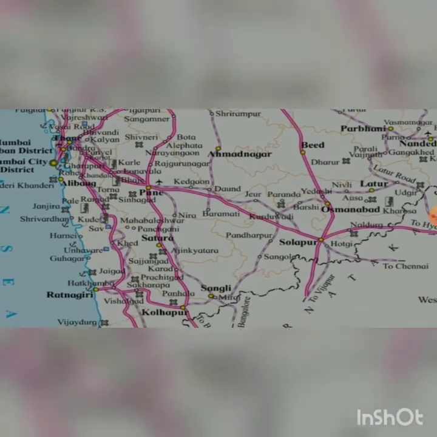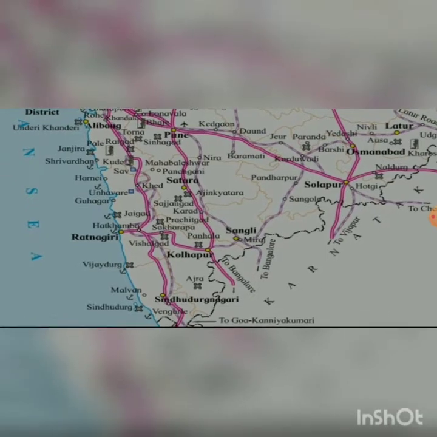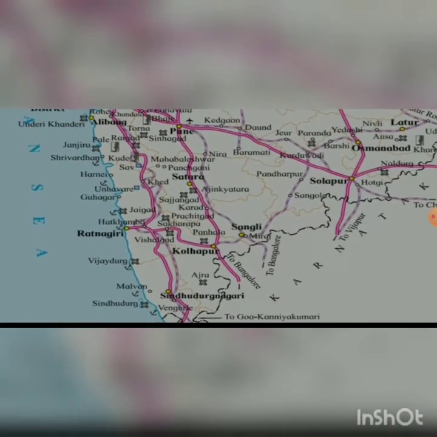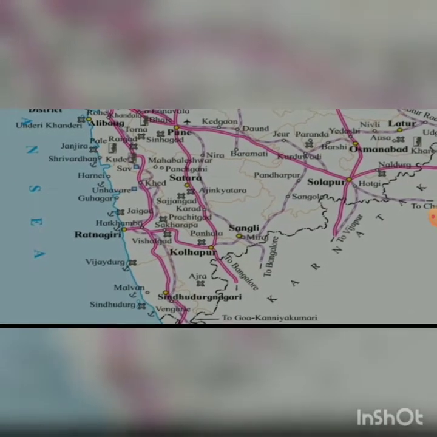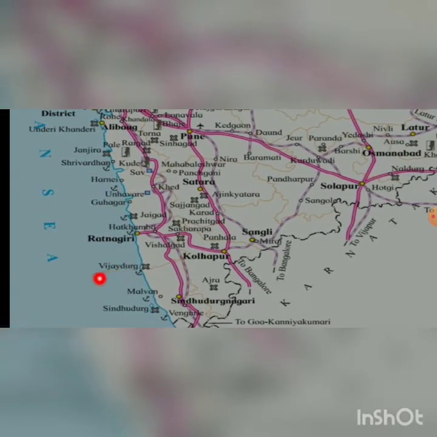Then you come downwards towards the south. You can see at the boundary there are so many ports located. Vijayadurg. Then you have Srivardhan. You have a fort near Srivardhan, that is Janjira. There are many ports. Sindhudurg. All these ports are located at the boundary of Maharashtra and Arabian Sea.